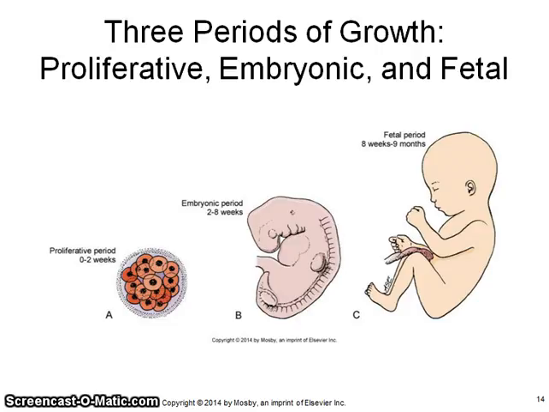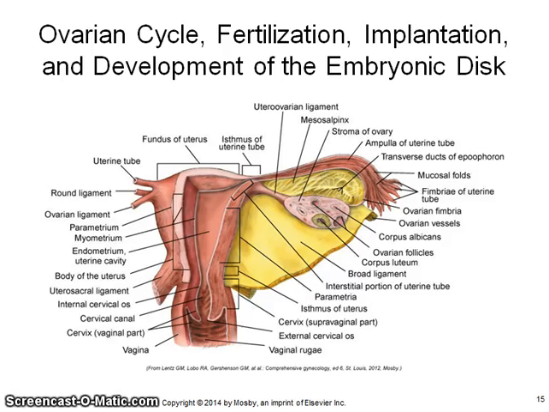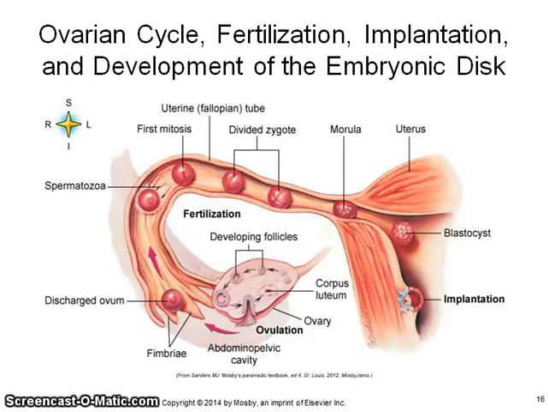The three periods of growth are the proliferative, the embryonic, and the fetal. The origin of tissue begins with fertilization of the egg or ovum, which occurs when sperm contact the egg in the distal part of the uterine tubule. The fertilized egg then grows and is termed the zygote. Watch the video on fertilization and implantation included in the module for more information.